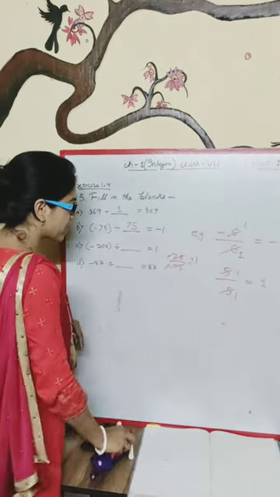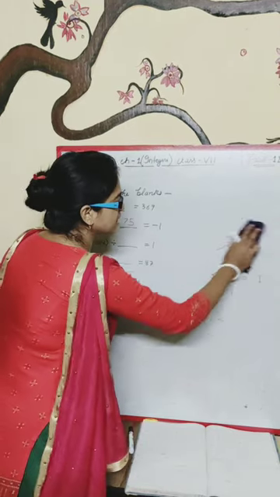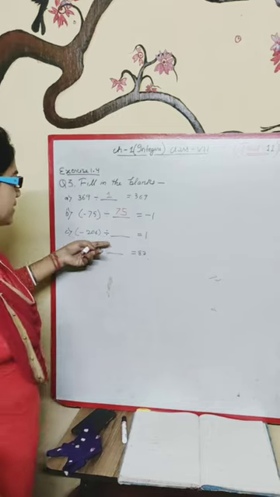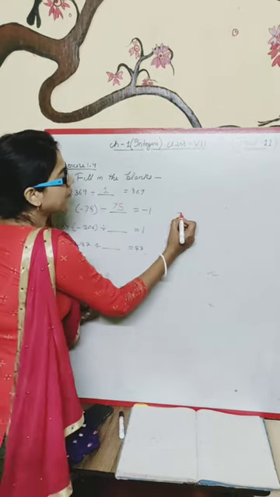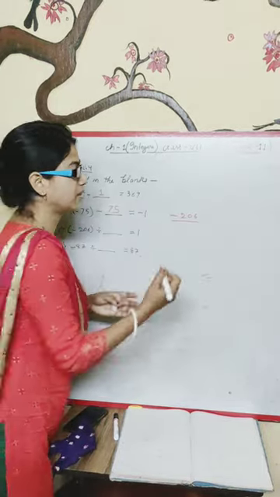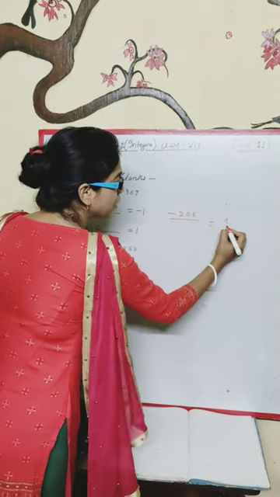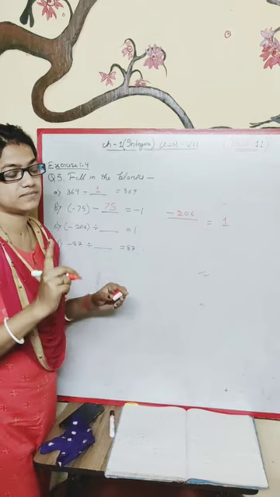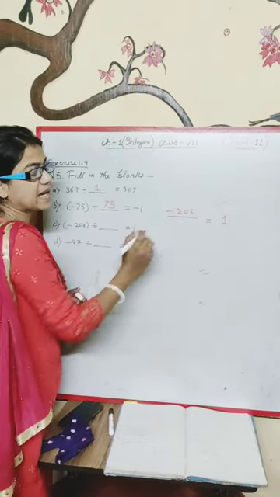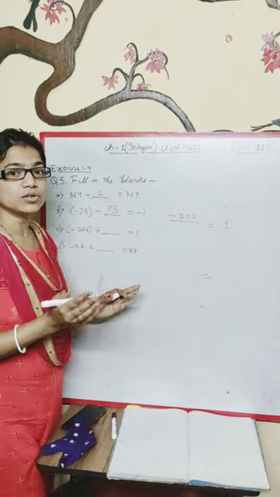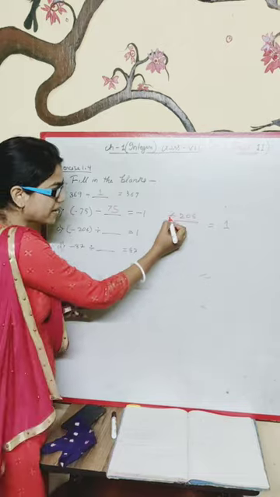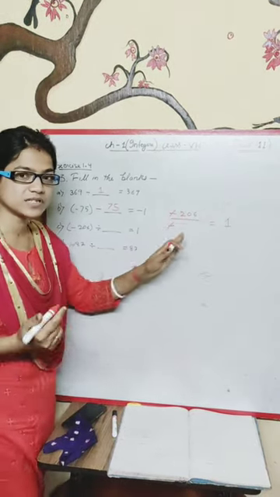So come to the next question, that is question number C. Minus 206. This is the simplest one. Minus 206 should be divided by which number so that the answer will be positive 1? You just see, it is minus, so the answer is in plus. So what we have to do? We have to find the divisor in minus, so that the minus will cut down and the answer will be positive.